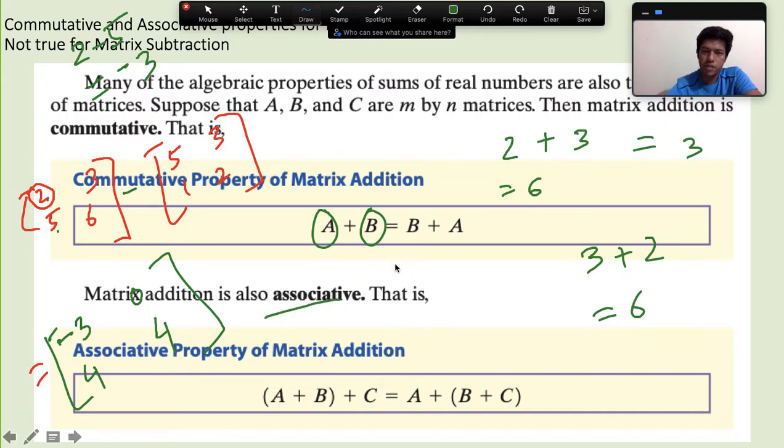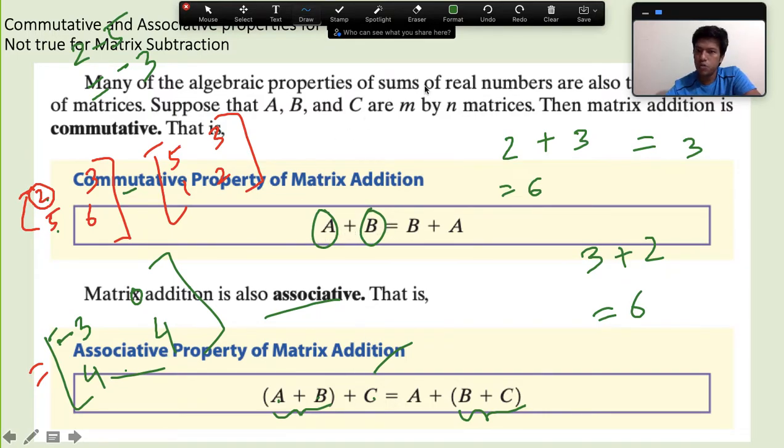Matrix addition is also associative. Okay, that means if you write some matrix A here, some matrix B here, and some matrix C here, if you add these two first and then later add with C, you will get some answer, and you will get the same answer if you add B and C first, then A. So this is called the associative property. This is called the commutative. Commutative means they will interchange, in place of A it will be B, in place of B it will be A.